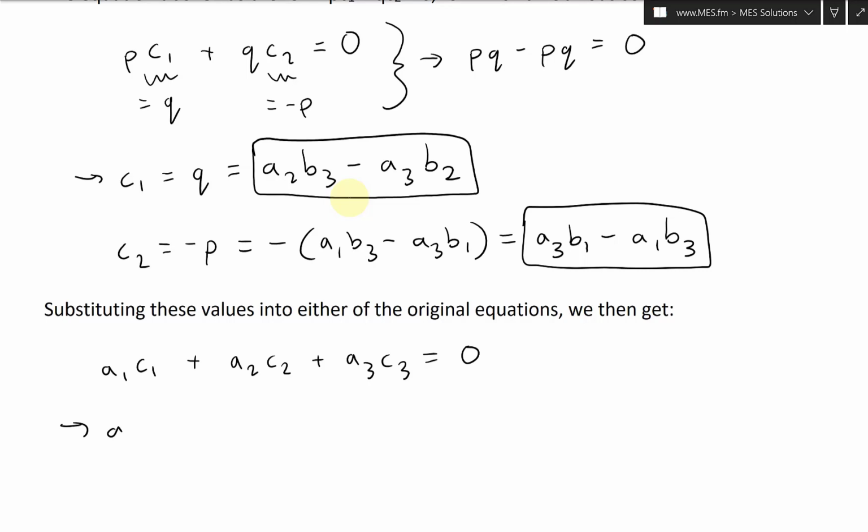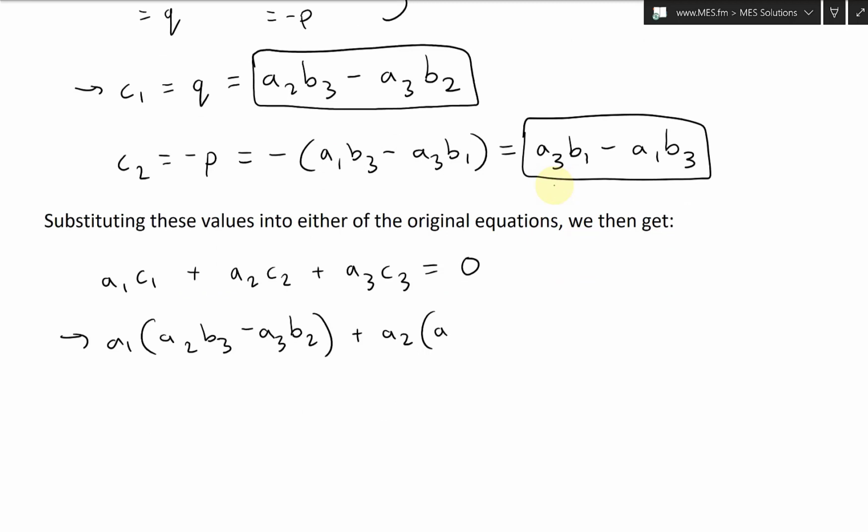So then what we'll get is A1 times C1, which is A2, B3 minus A3, B2, and then plus A2, and then we'll plug in our C2, which is A3, B1.